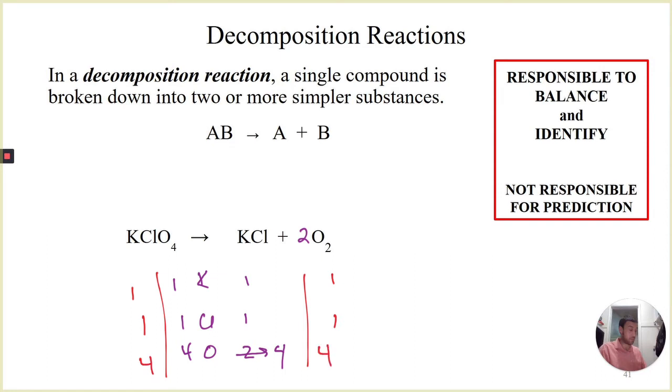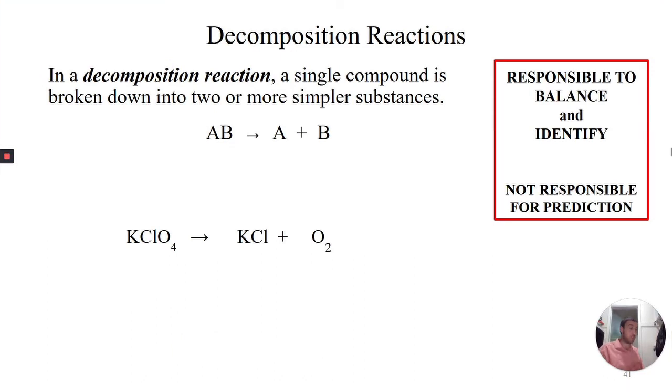I have a check where I didn't change any of the numbers. I'm now good. That's what I want you to do. Okay? So be able to acknowledge decomposition and be able to then balance the equation once you have it. Okay?